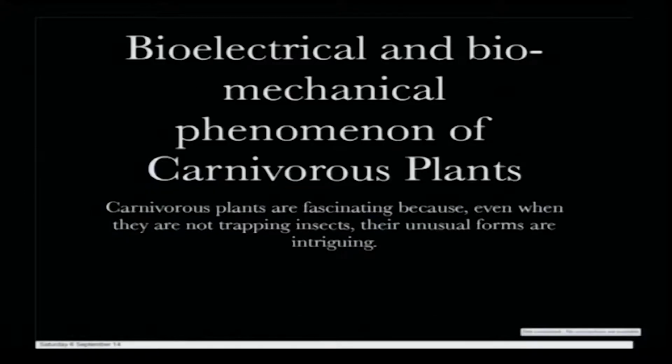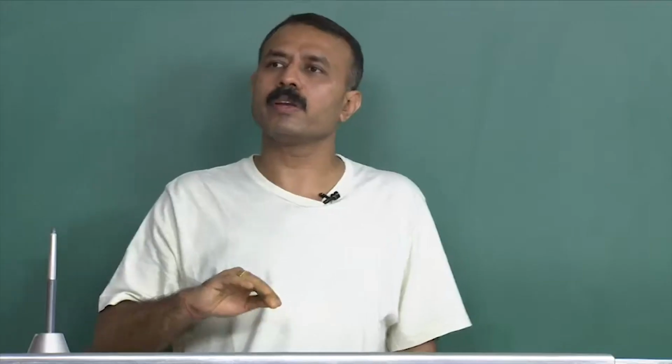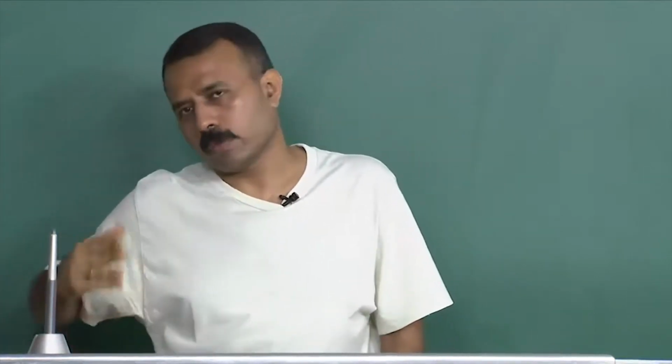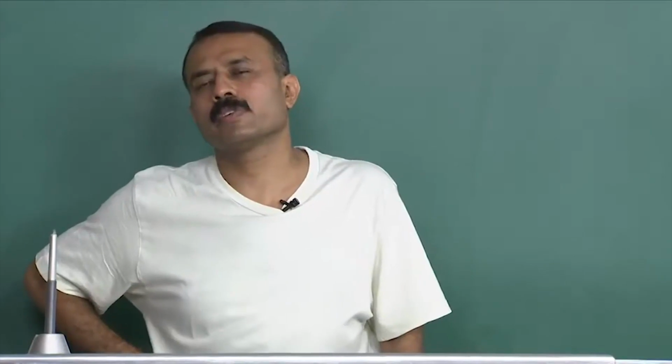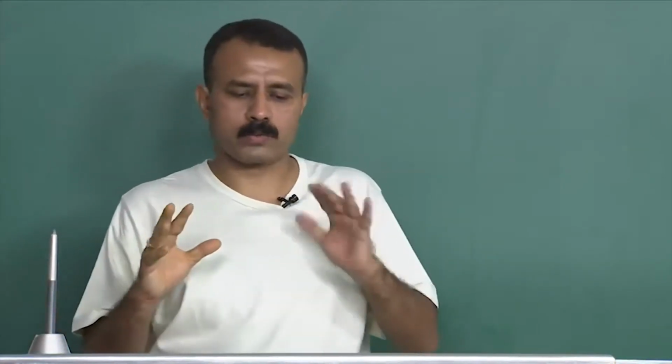What we are going to deal with is the bioelectrical and biomechanical phenomena of carnivorous plants. The reason why I say bioelectrical and biomechanical is that when we touch, there is a mechanical event followed by an electrical event, which leads to the generation of a series of ionic currents, or fluxes of ionic currents, followed by a mechanical action. So, the way it works, for those who are not aware of it.